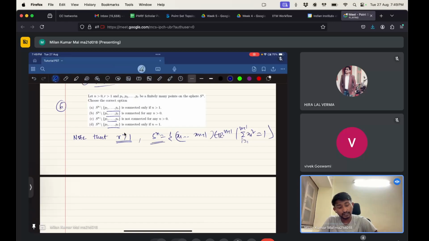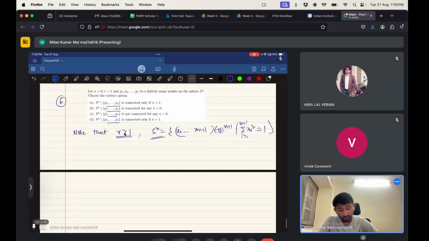Why is it written Sn? Because using this particular equation, one dimension can be dropped. This is a subset of R to the power n+1, an (n+1)-dimensional space, but using this sphere equation or circle equation, we can drop one dimension. That's why it is written Sn. Now the point is that here R is always greater than 1, so the set P1, P2, ..., PR will contain at least one point.